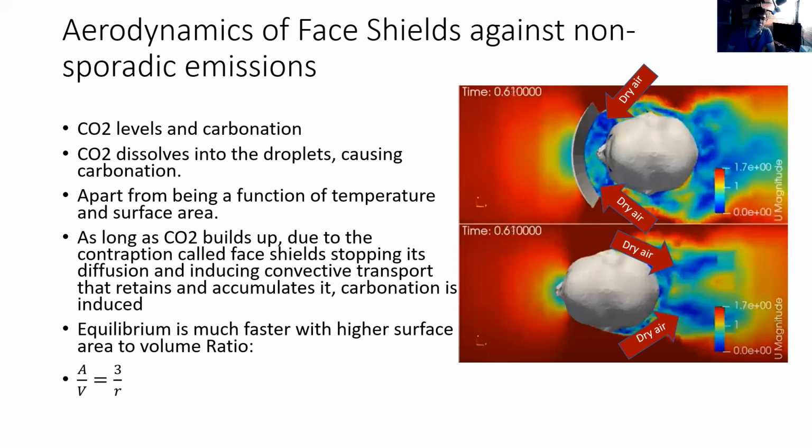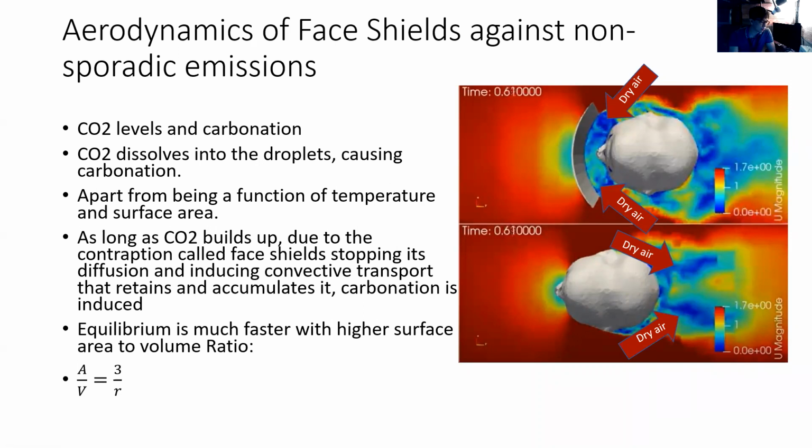So what happens when carbonation happens? Since carbonation happened, the acidity increases. So equilibrium is reached much faster. To achieve the said equilibrium, the rate of achieving the equilibrium is related to the surface area to volume ratio. The larger this ratio is, the faster the equilibrium state will be achieved.